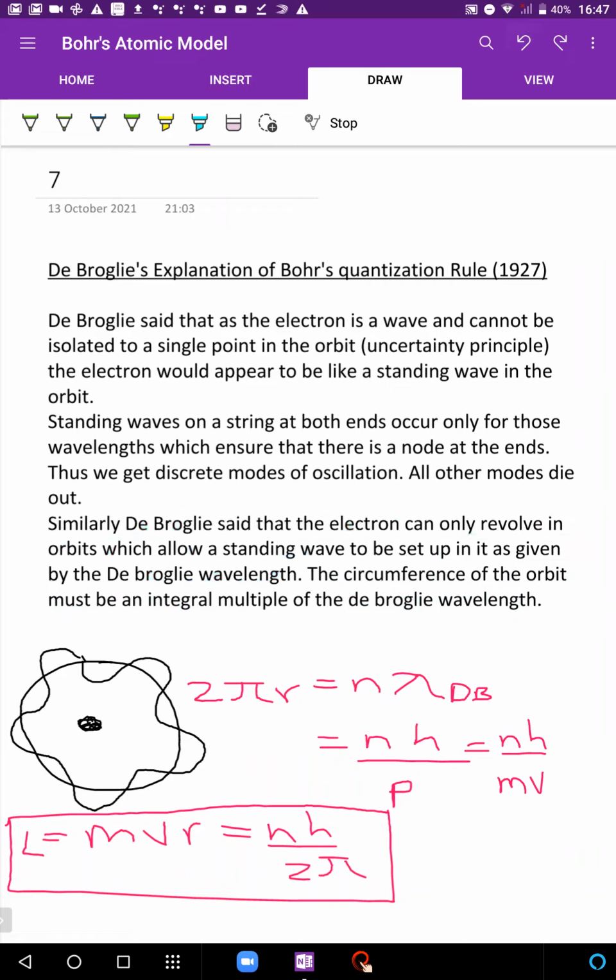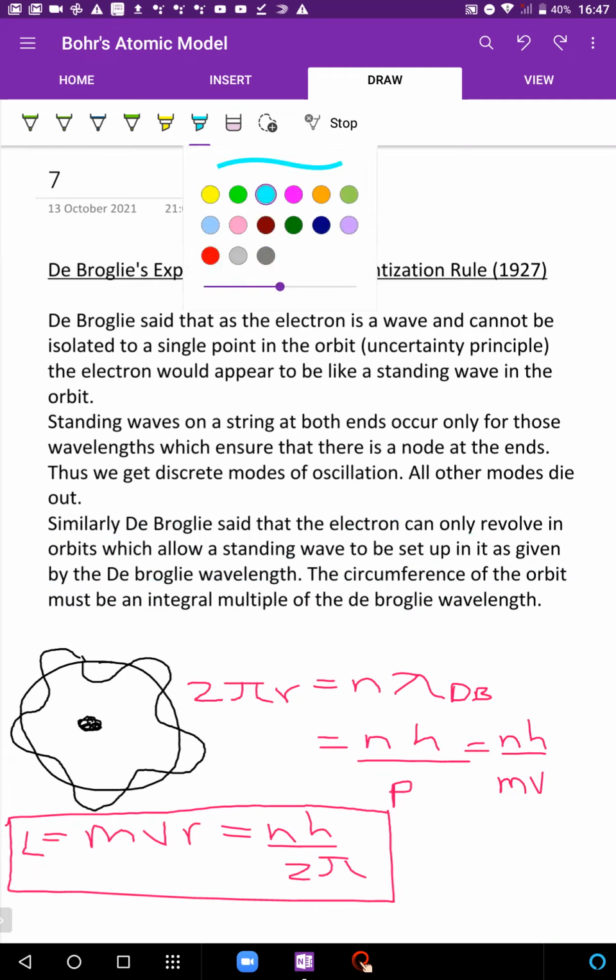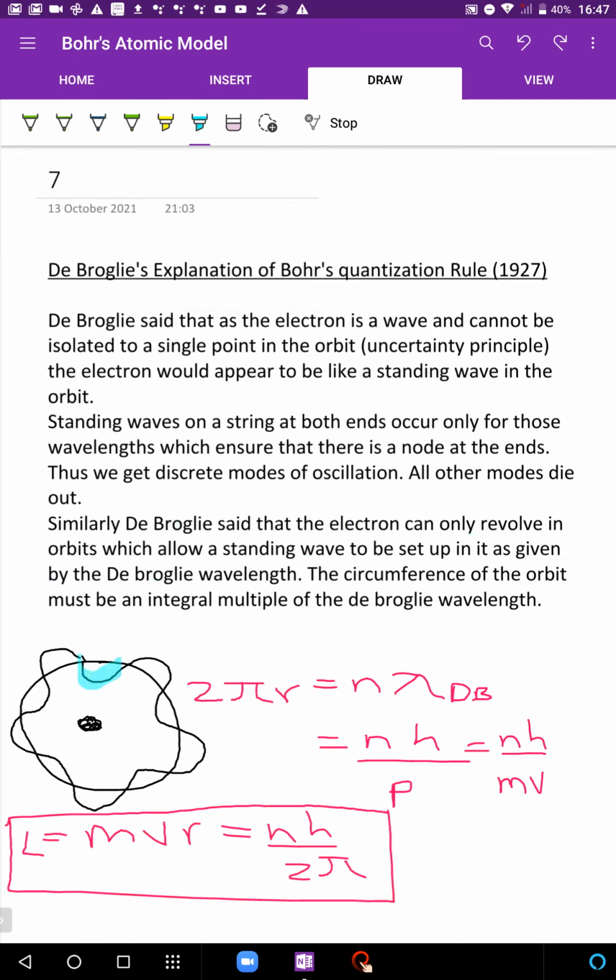Circumference of the orbit has to be an integral multiple of the de Broglie wavelength. Okay. So Yash, I'll try to answer your question. Just to give you an idea of what this diagram is, he's saying that the electron looks like a standing wave as you move around the orbit.